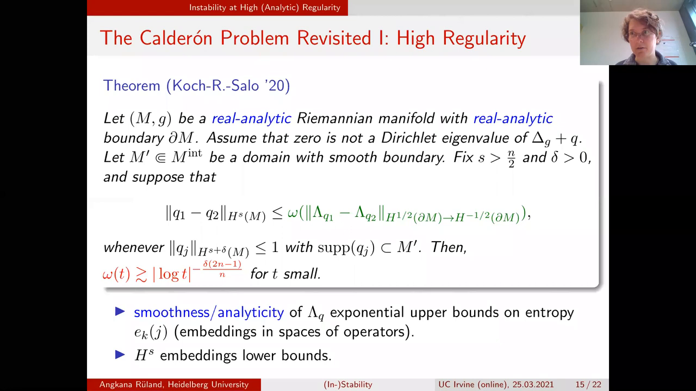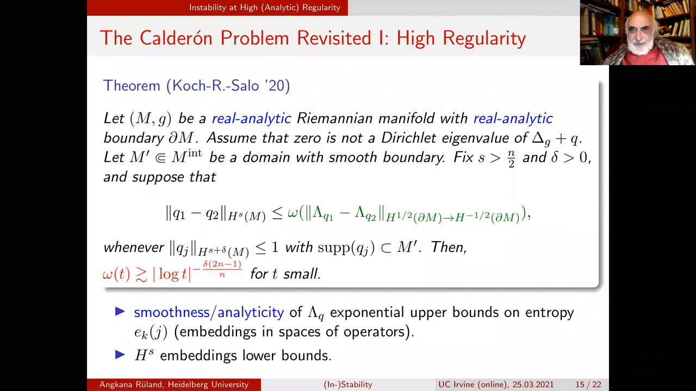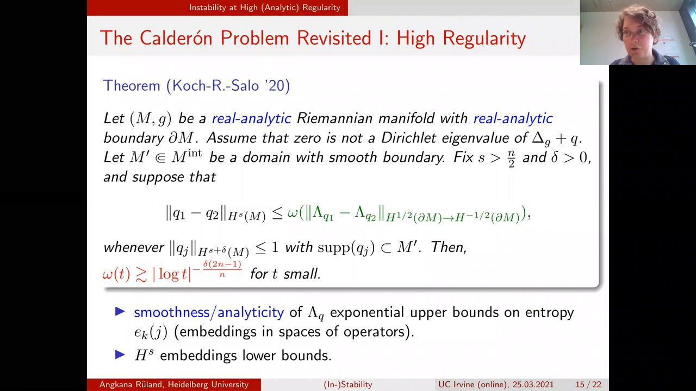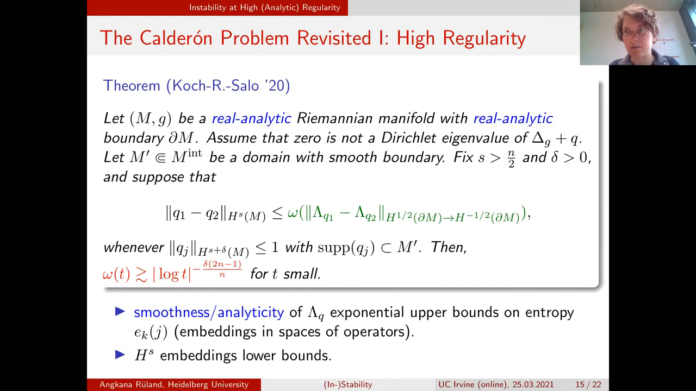Even if all the derivatives of Q1 and Q2 are bounded in an analytic sense. So this statement is not about Q analytic. The statement I formulated here, I should have been more careful in stating it. The statement with the logarithmic stability is a statement for Q not analytic. G is analytic, but Q is not analytic.